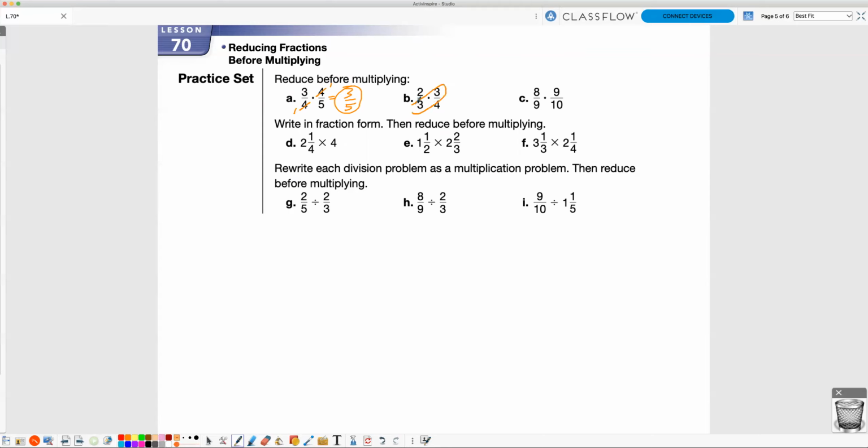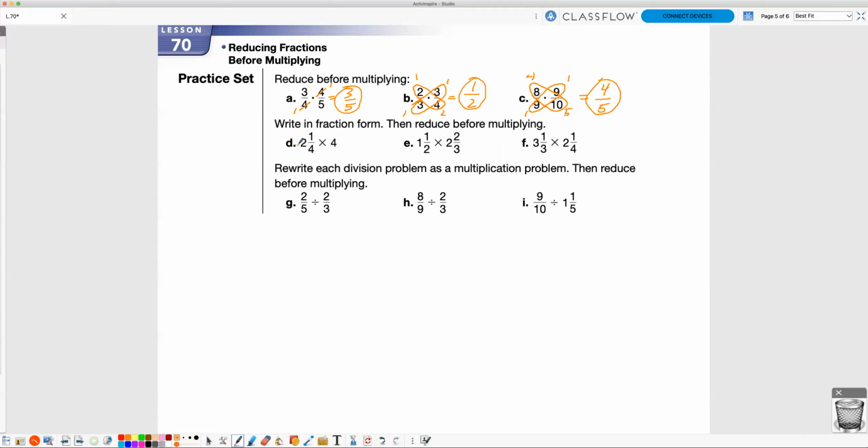So here I see that this 3 over 3 would turn into 1 over 1, and then this 2 over 4 would be the same as 1 over 2. I'd end up with 1 in the numerator and 2 in the denominator for 1/2. Letter C, 8/9 times 9/10. You should have recognized that 9 over 9 is the same as 1 over 1, and 8 over 10, those are both divisible by 2. This would end up being 4. This would be 5. So in the numerator, you have 4 times 1, which is 4, and the denominator has 1 times 5, which is 5.